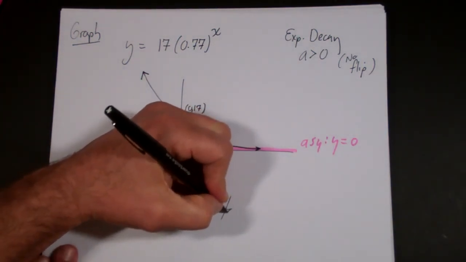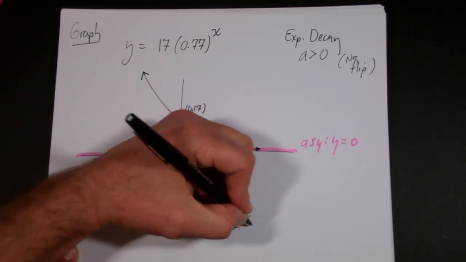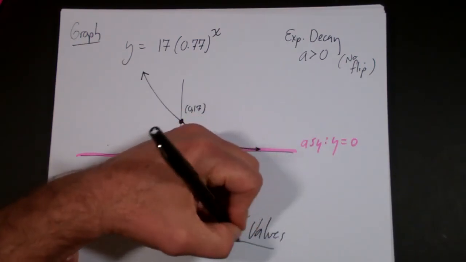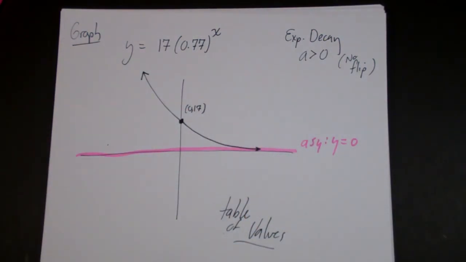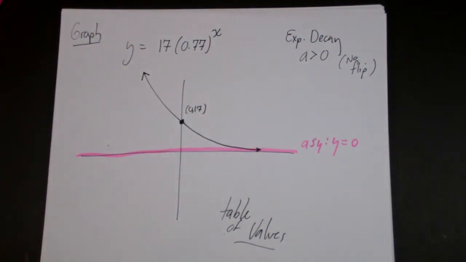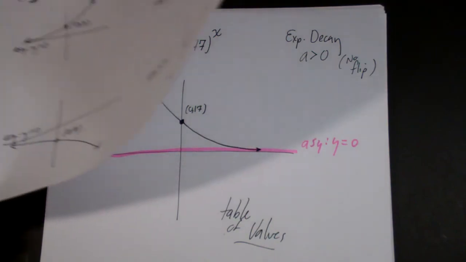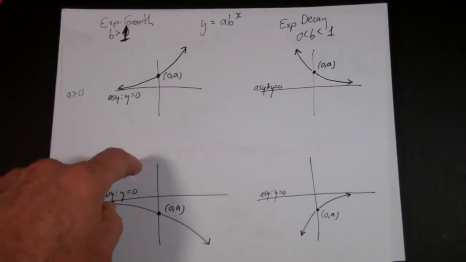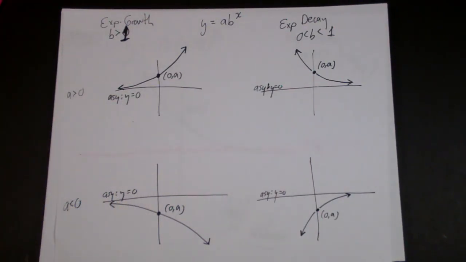Now, to get a better graph, you're still going to do a table of values, but that's just going to give you a better sense of what the graph looks like. And that's how you do the basic graphs. The key thing is to memorize these 4 basic graphs.